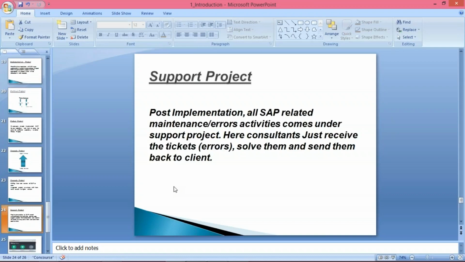So in order to run this SAP smoothly, they need the assistance of an SAP consultant even after installation of this SAP. It means even after implementation, they need the assistance of an SAP consultant. Okay, so what is happening? It means we have to support them. We are going to give support after implementation.